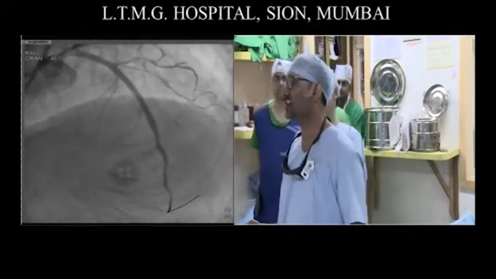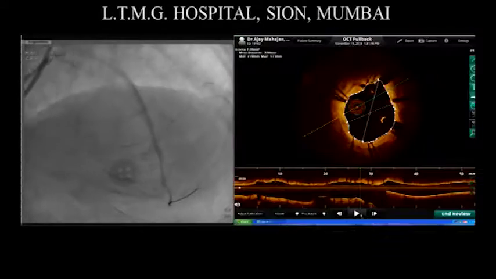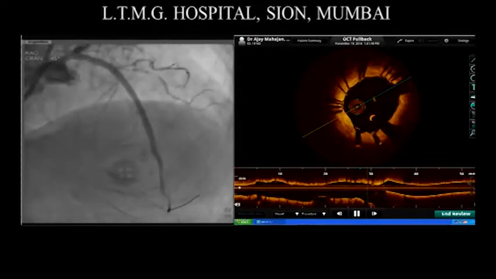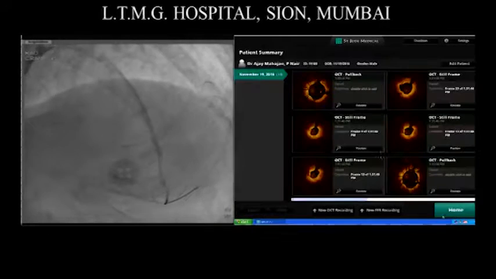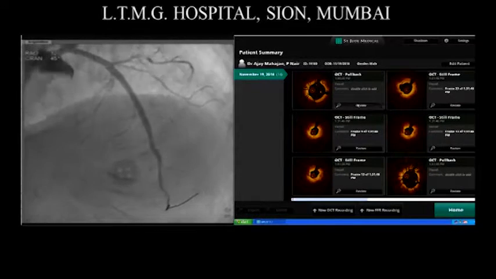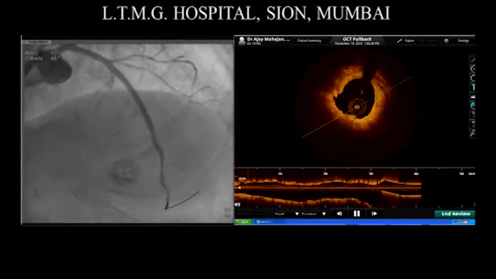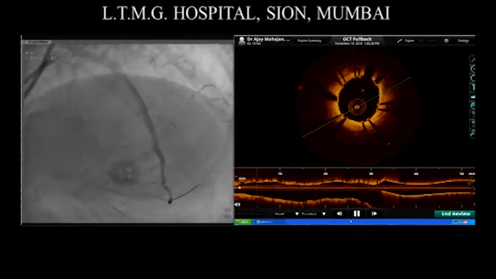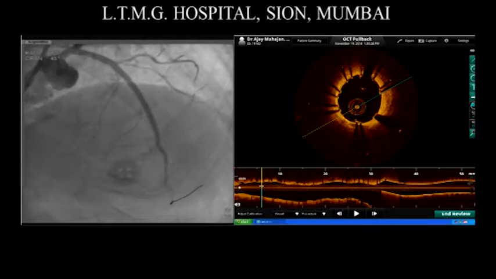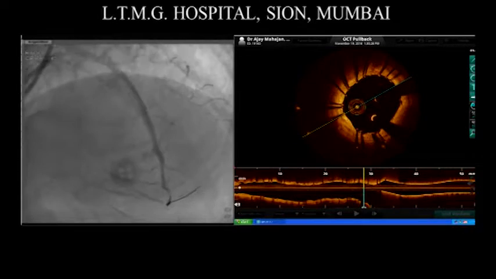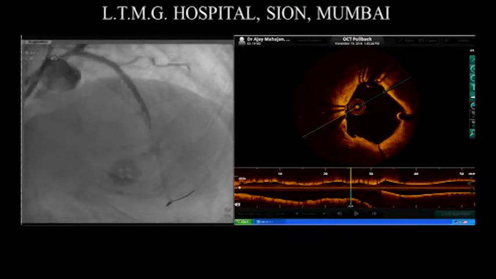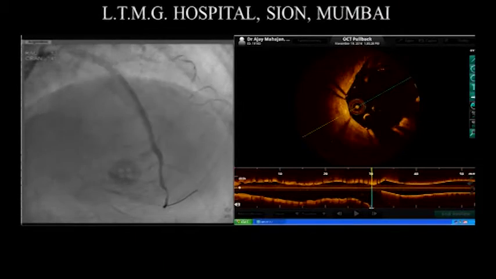OCT picture. Previous OCT. First OCT. They want to see the left main. Okay, go back towards the guide.